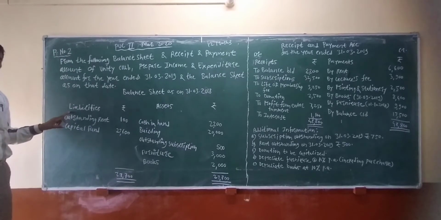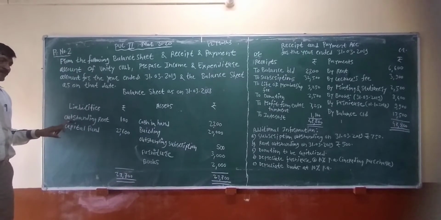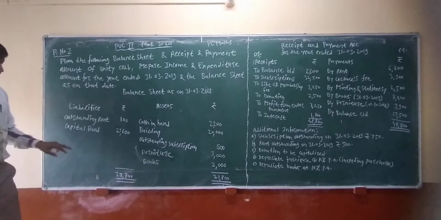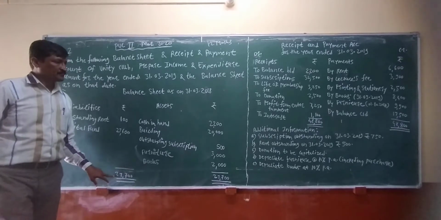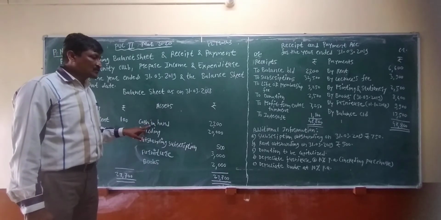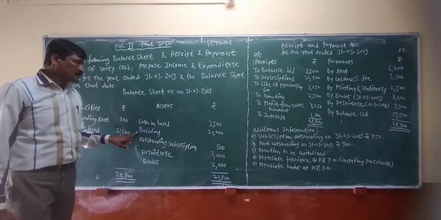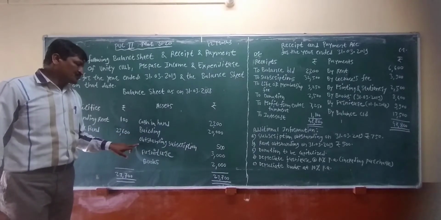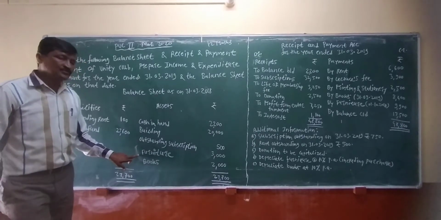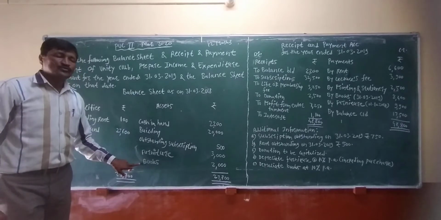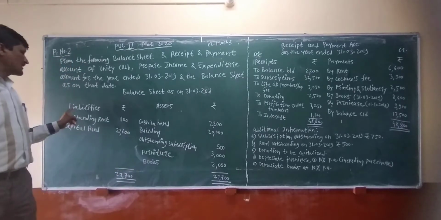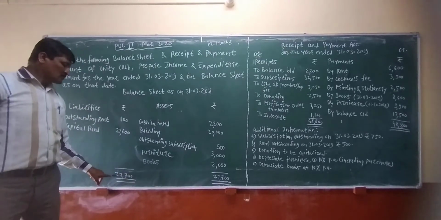On the liability side, outstanding rent rupees 100, capital fund 27,600, both totaling 27,700. Next, asset side: cash in hand 2,200, building 20,000, outstanding subscriptions 500, furniture 3,000, books 2,000, totaling 27,700. Both sides, assets and liabilities, are equal at 27,700.